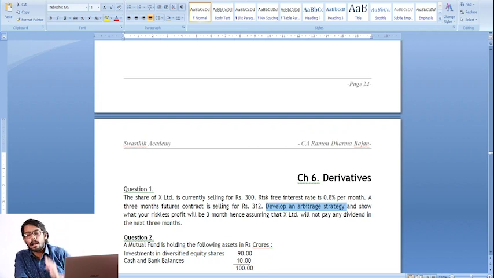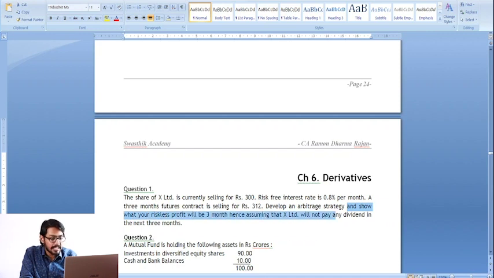Now, you are required to develop an arbitrage strategy and show what your riskless profit will be 3 months hence. Assume that X Limited will not pay any dividend in 3 months. What happens when X Limited pays a dividend, we will discuss in another question. So what is the riskless profit? Show your arbitrage strategy. Whenever they are asking you for an arbitrage strategy, understand there could be a mistake. If there is no mistake in the question, your answer is arbitrage not possible. So whenever they are asking you for arbitrage, your task is to check if there is a mistake in the market.